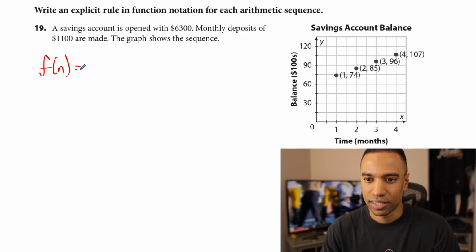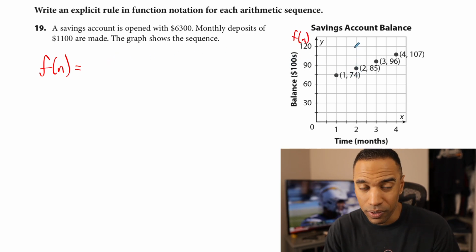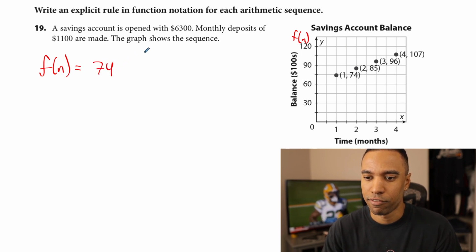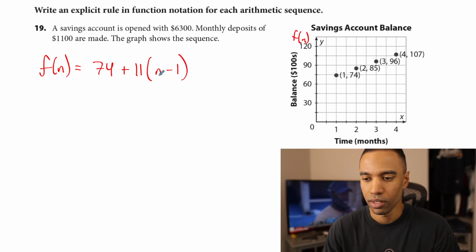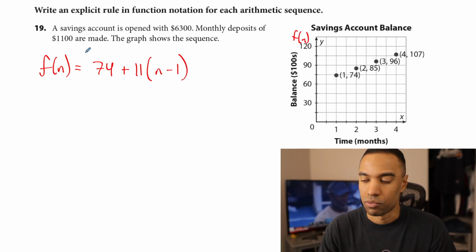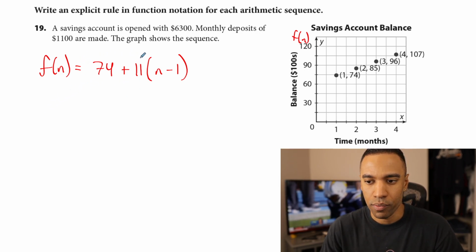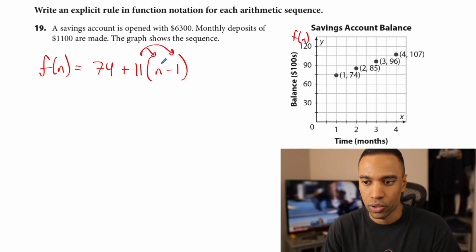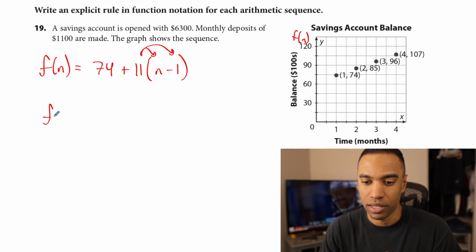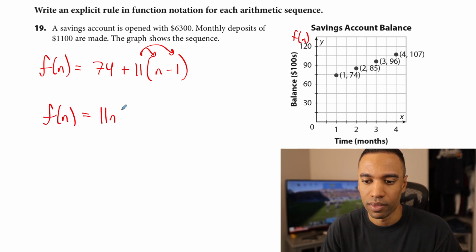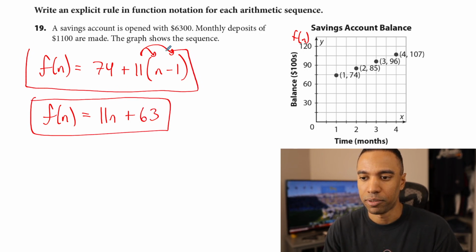In the sequence, I'm starting technically at 74. Remember, the f of n is the hundreds of dollars they're showing here. 7,400. Starting at $7,400, I'm going to add $1,100 one time less than the month I'm looking for. So like that, if I did want to write the 63 with it, remember distributing the 11 will show you that 63. 74 plus 11n minus 11 is 63 there. So f of n equals 11n plus 63. Either or works out. If you have questions about this stuff, please write in the comments section.